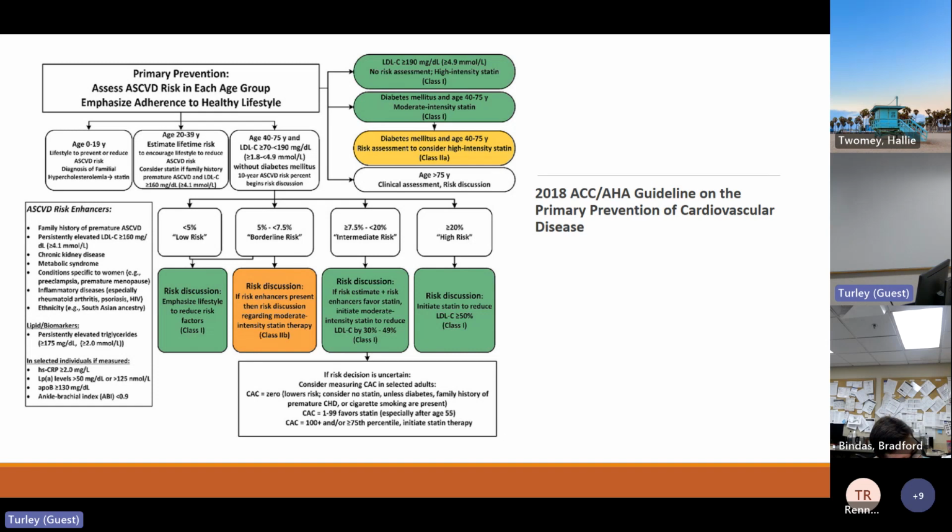And then we have this ASCVD risk calculator, which many of you are familiar with. If you're not familiar, it's an app on your phone now that you can use. But there's definitely limitations to this risk calculator, and we're going to talk about that. Basically, you plug in their age, ethnicity, gender, and some of their blood pressure and cholesterol numbers, and they get put into these buckets. That's why I put this on your card, so you can remember the different buckets we have, like borderline, low risk, and high risk.